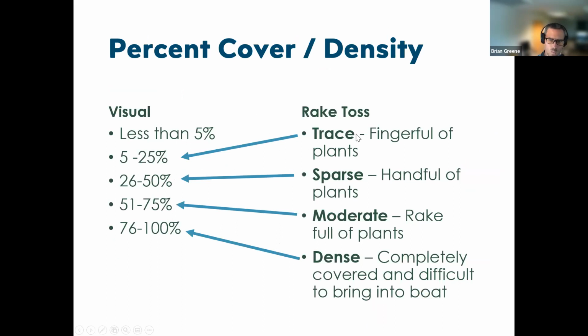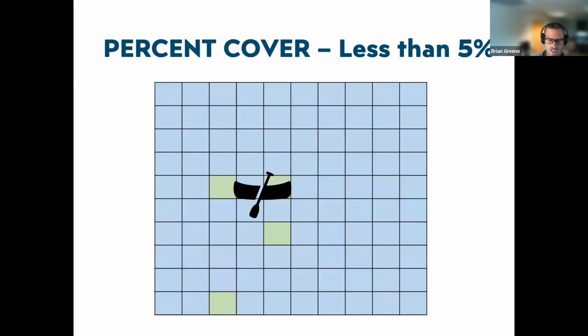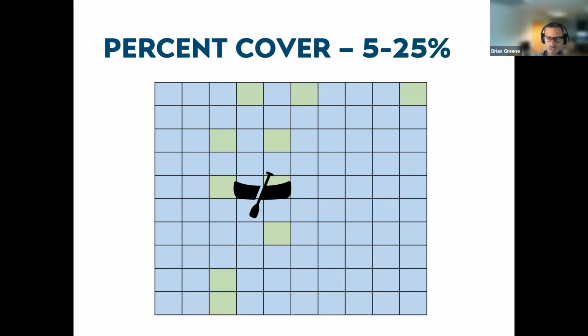Sometimes the rake tosses you can actually convert to a percent cover, but we don't generally record percent cover much anymore. It's still good to think about a visual of this. Generally 5 to 25%, that is what trace is. 26 to 50%, that's what sparse is. 51 to 75% is moderate, and 76 to 100% is dense. So when you're seeing this around, a percent cover of trace would look like less than 5, or 5 to 25%.